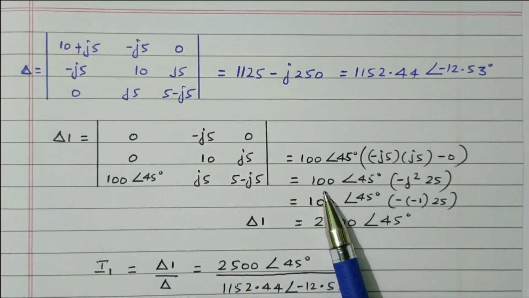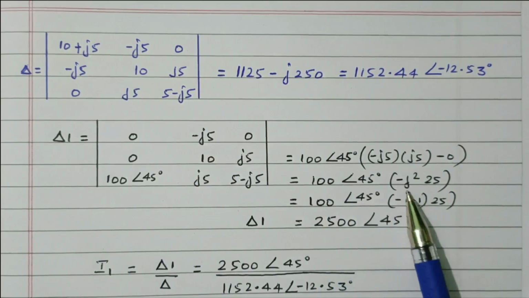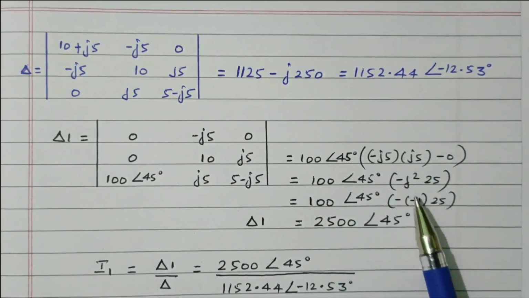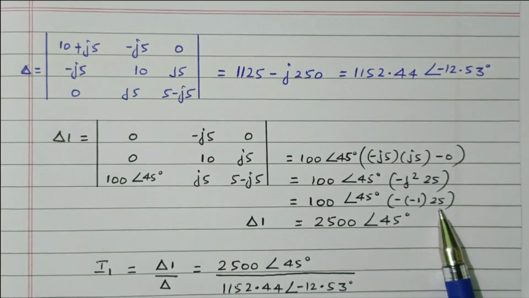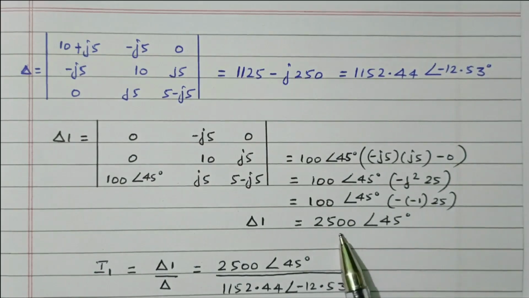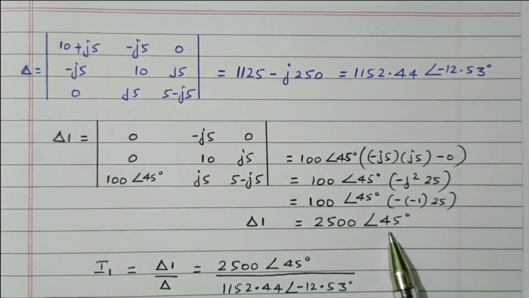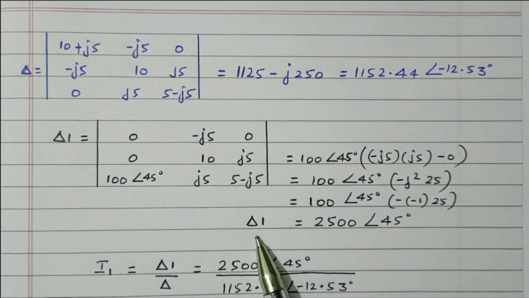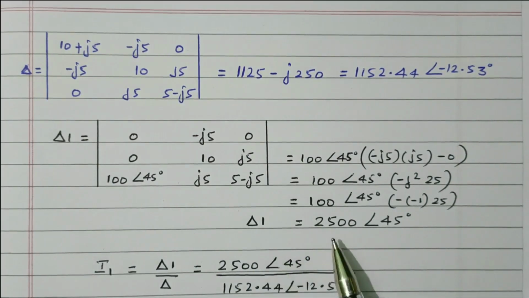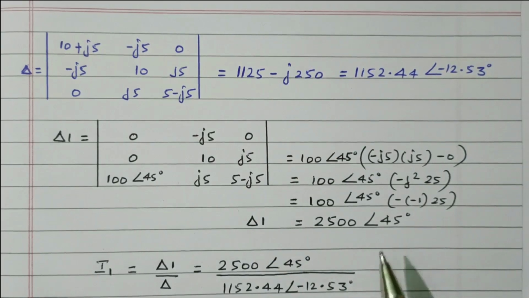Right? So 100 angle 45 times this is nothing but minus J squared 25. J squared is minus 1, so that is 25. So 100 into 25, 2500 with an angle of 45. So this delta 1 value is also very similar to the previous case where we calculated delta 3. Right? 2500 with an angle of 45.